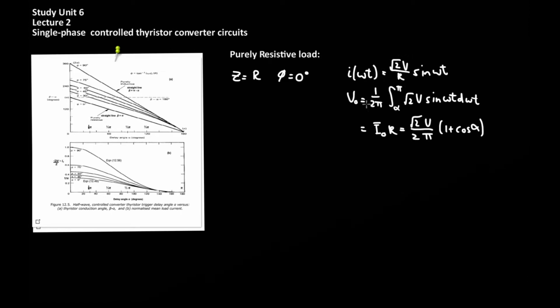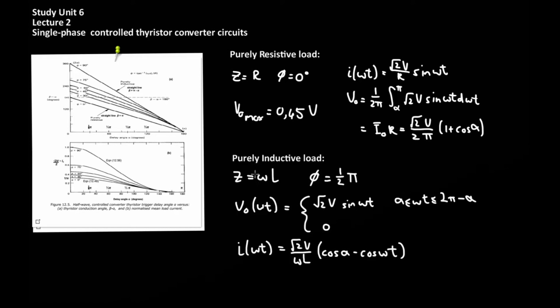The output voltage is just the average voltage over a cycle, and it's given by this expression here. And solving the integral, we use the output voltage as a scaled average output current multiplied by the resistive element, which is root 2 V over 2 pi multiplied by 1 plus cos alpha. From this equation, the output is maximized when alpha is 0, so V out max is 0.45 of V in.